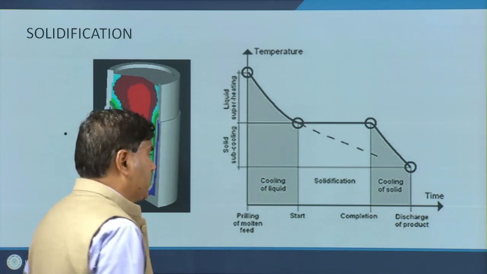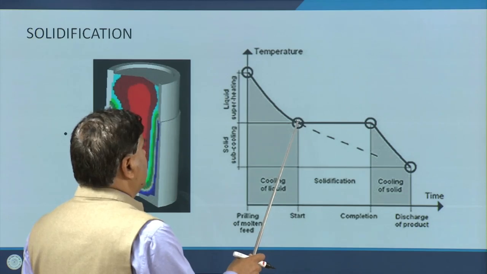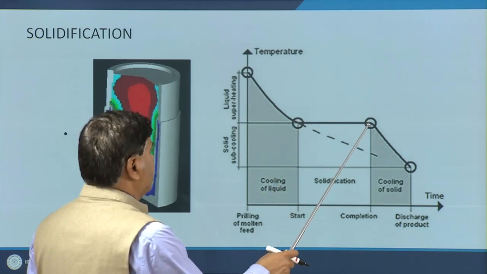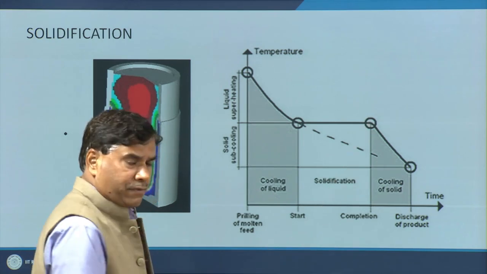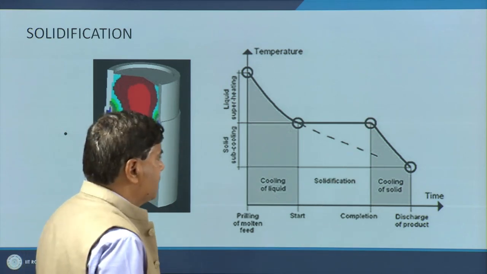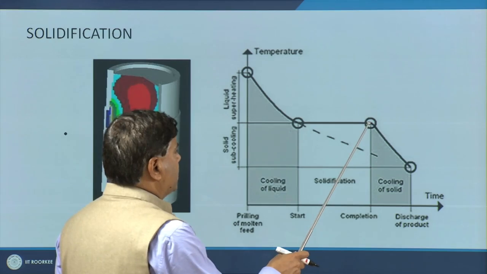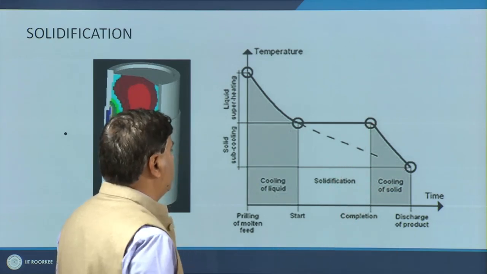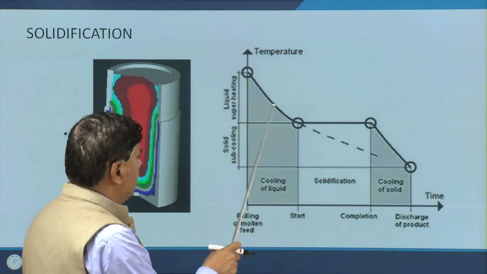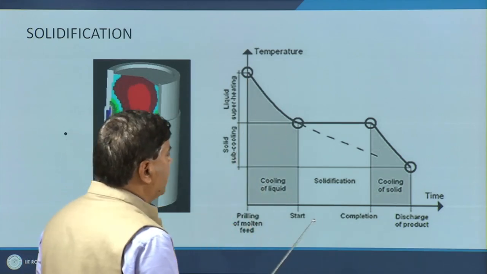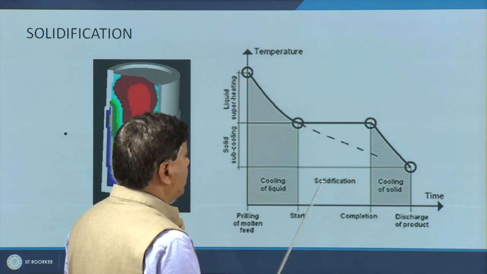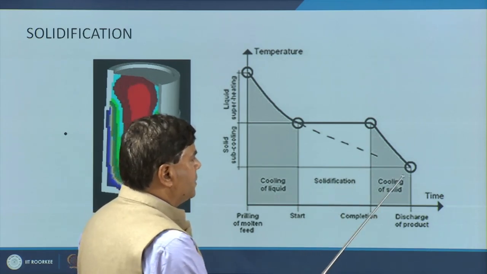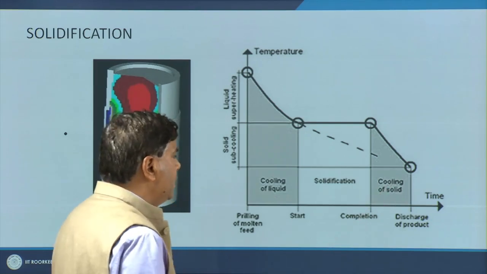So, at this temperature solidification commences, then it progresses at a constant temperature for pure metals as well as for the eutectic systems, and then once the solidification ends, we can see here the temperature again starts coming down. So, the first phase is the cooling of the liquid metal, then this region corresponds to solidification, and the third region corresponds to the cooling of the solid.